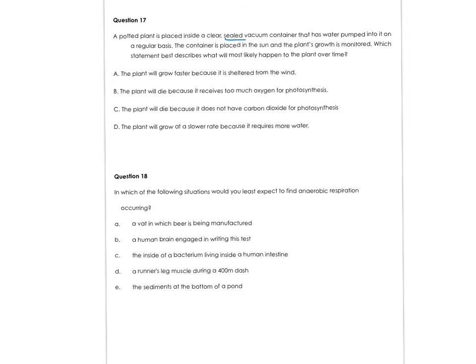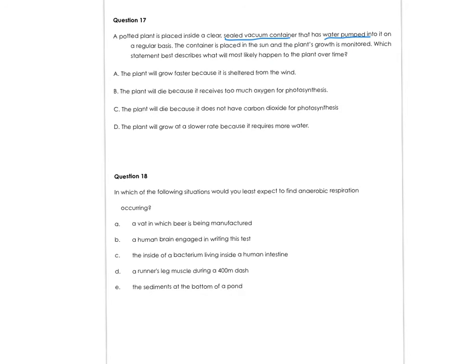It says sealed in a vacuum container. So that suggests that there's no oxygen, there's no exchange with the atmosphere. So it's a closed system. All right. There's water. The only thing that's being pumped in there is water. We have to assume that there's no gases in that water.